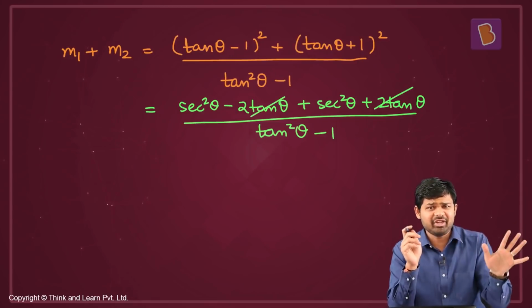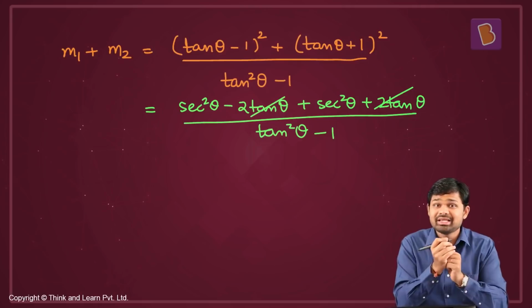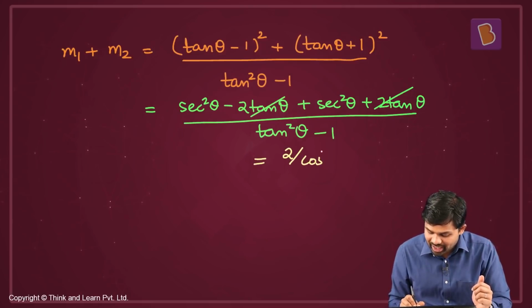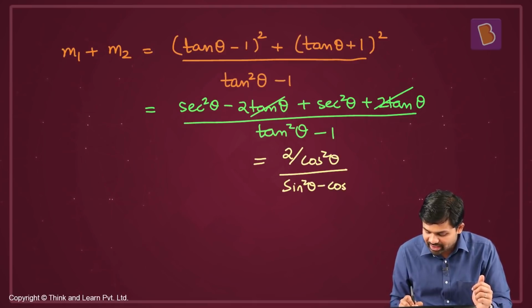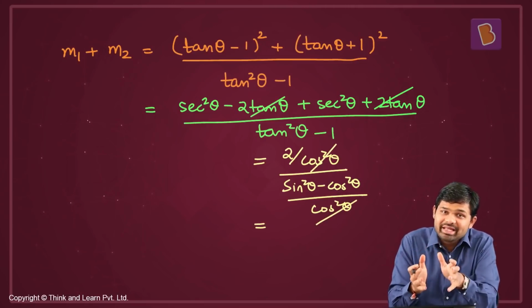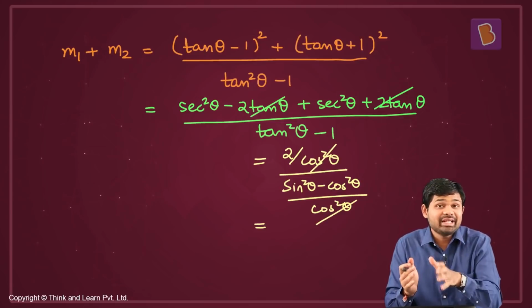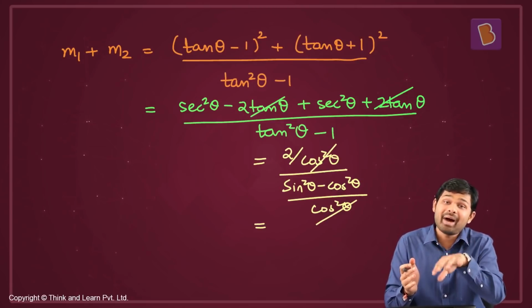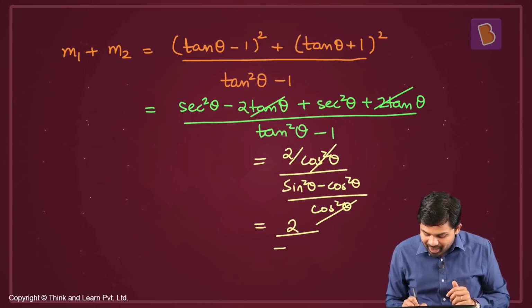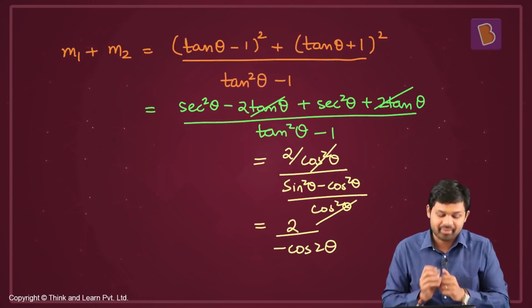We're going to express everything in terms of sines and cosines. And so what we get in the numerator is 2 by cos square theta, and in the denominator I will have sin square theta minus cos square theta divided by cos square theta. The cos square thetas cancel out. So what is sin square theta minus cos square theta? Sin square theta minus cos square theta is minus cos 2 theta. So I have 2 divided by minus cos 2 theta.